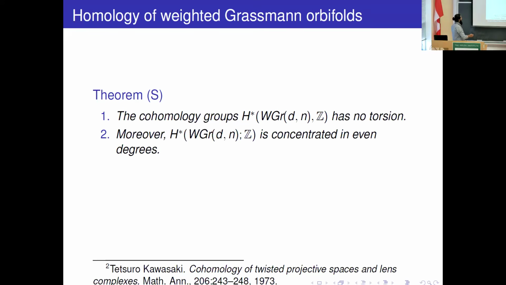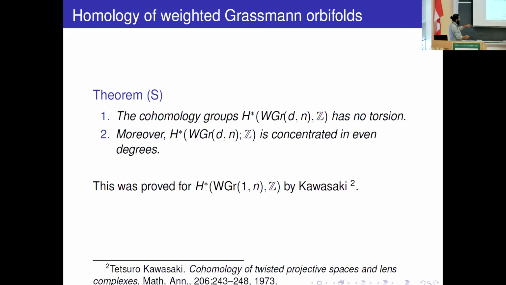Moreover, we can say that as a cohomology ring, it is concentrated in even degrees, with no torsion as well as being concentrated in even degrees. The proofs are different, they are not the same, so we have to apply different techniques for that. Of course, what I want to say is that this was proved for this, and this paper inspired me, and not only this paper, but also the famous GKM paper, Goresky, Kottwitz, and MacPherson.